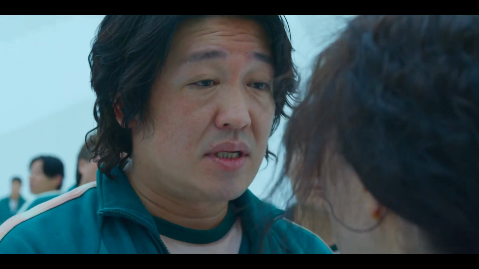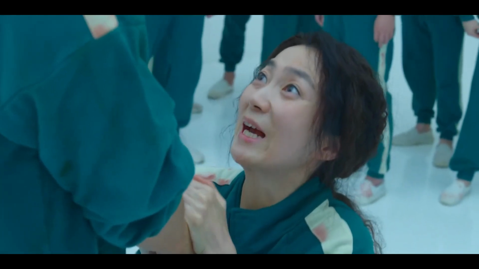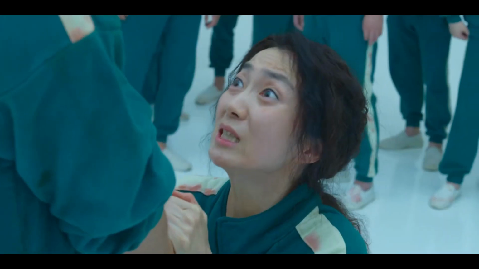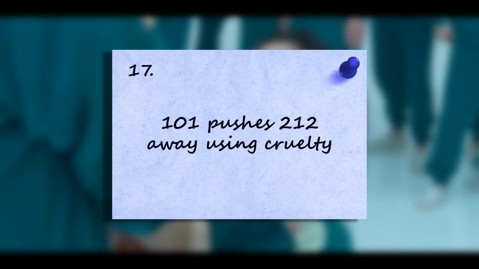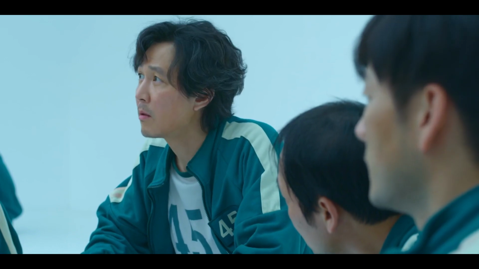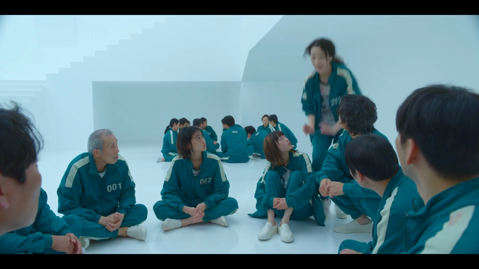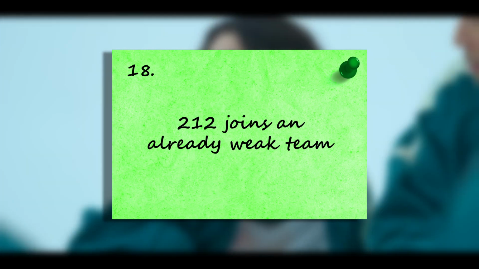Number 17, we're back with bad guy. So we've got a blue card out. And this description I would give: 101 pushes 212 away with cruelty. Number 18, let's just go with Green because he is there. He has a lot to say as well in the scene. And we see the overriding action of this scene is 212 joins an already weak team.